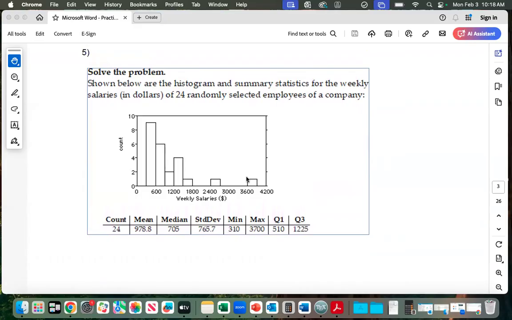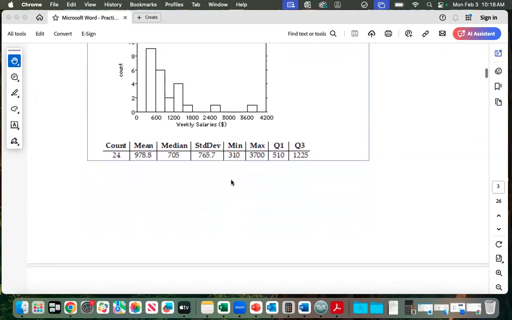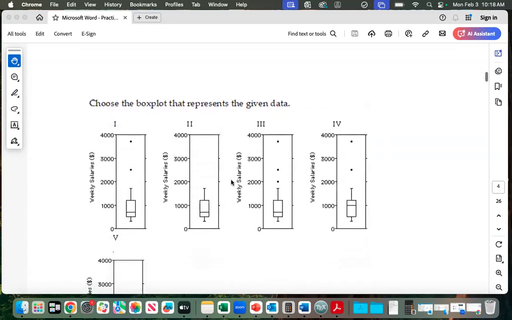Okay. And do you also see that you have these ones here that are far apart from the rest of the data? So they are giving some idea that they could be outliers. It's skewed right, but look at these two here. They are far away from the data. Is that okay? So let's look at our box plots.